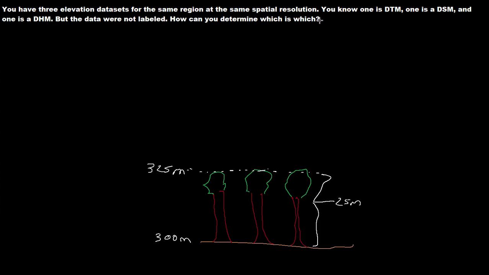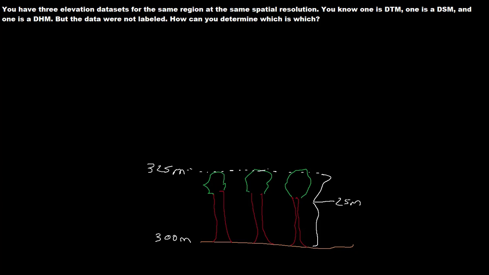So you have an elevation data set, and you don't know whether it's a DTM, a DSM, or a DHM. How can you quickly figure out which one it is? So let's go ahead and look at the question. You have three elevation data sets for the same region at the same spatial resolution. And I'm going to underline something right here.